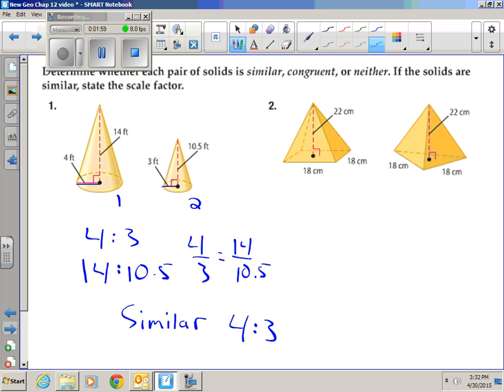If we look at example 2, we have a square pyramid. It's a square-based pyramid, and this is a triangular pyramid. So therefore, those are not similar.